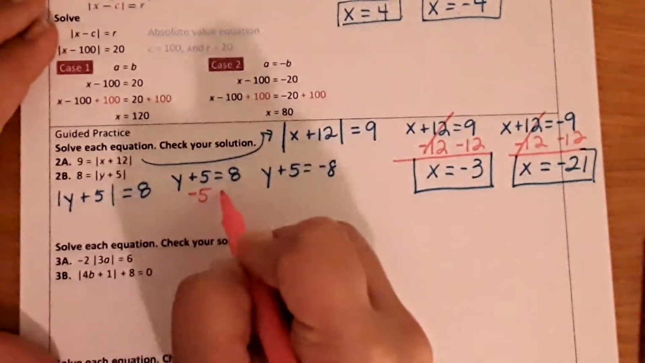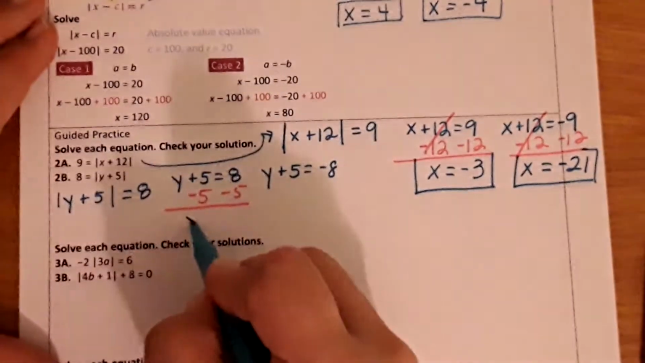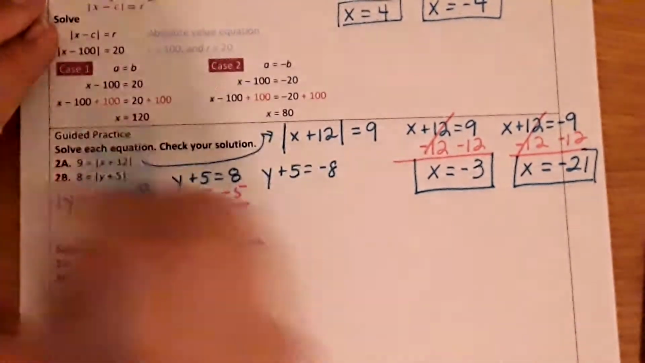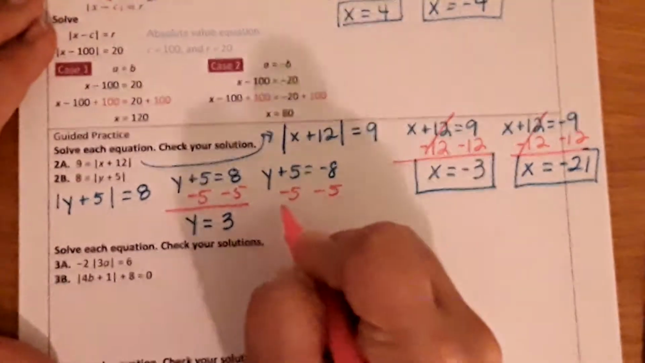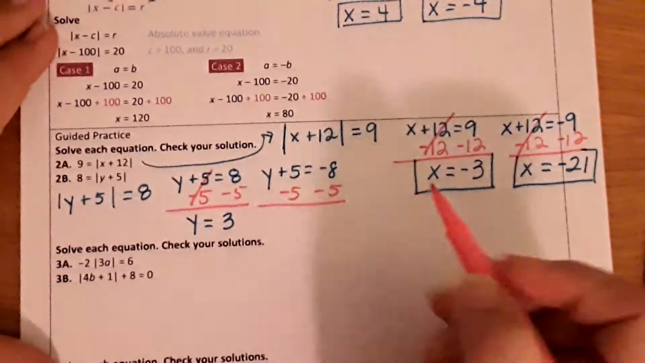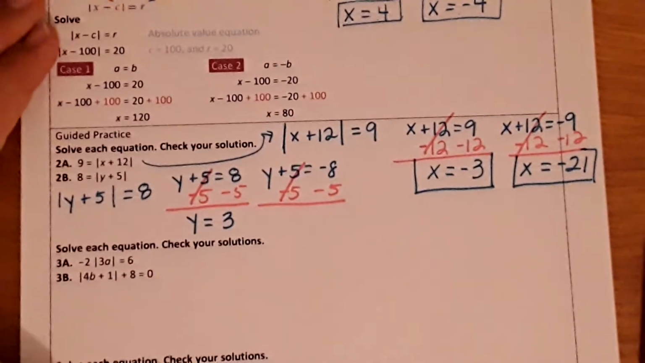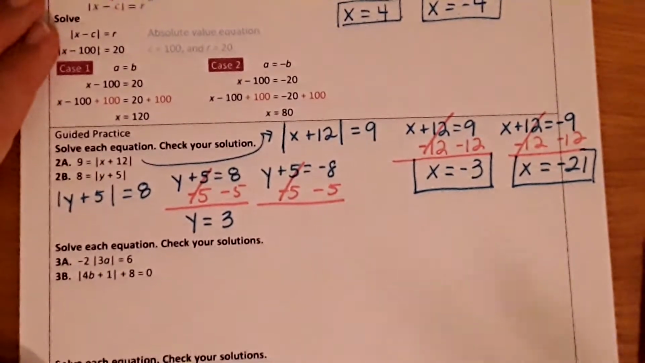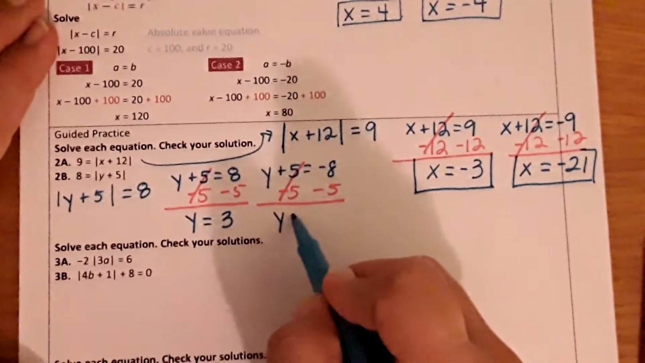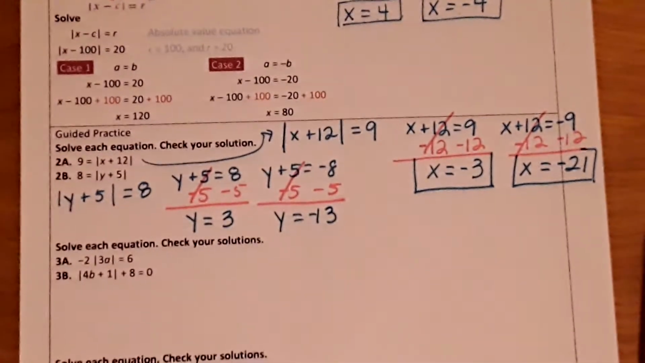I'm going to subtract 5 from both sides. Y equals 3. Oh, those canceled out. Those canceled out because they're additive inverses, you guys. The reason they cancel out is because they're additive inverses, and that's what you want. Y equals negative 13. So, did you check your answers?